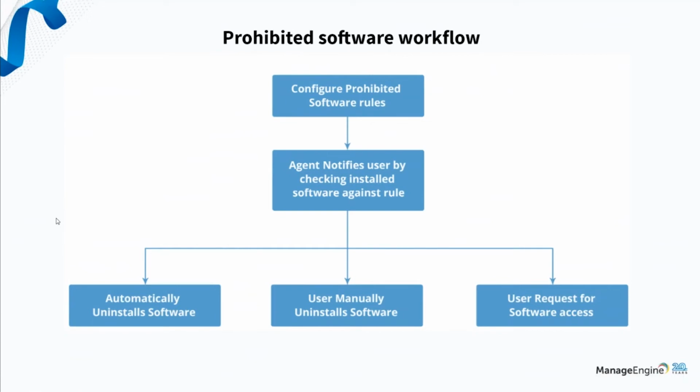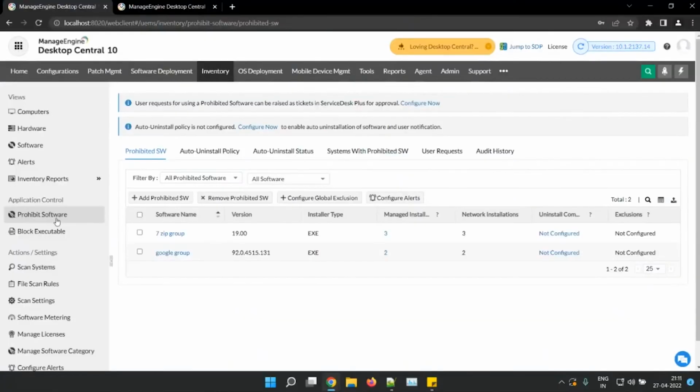And if you want to uninstall it, you can have it automatically uninstalled as well. The end user has the ability to send a request if they have a valid reason to use the application, and based on the administrator's confirmation whether to allow or deny them, the end user will be able to proceed from there. Now, let me take you back to the console on how to do that.